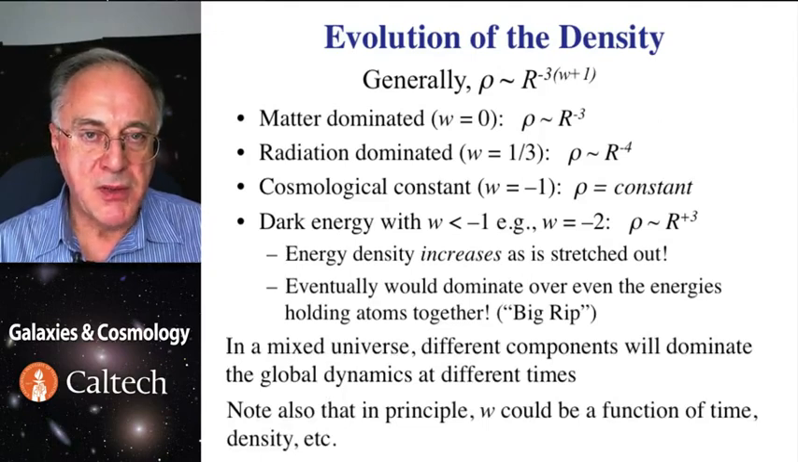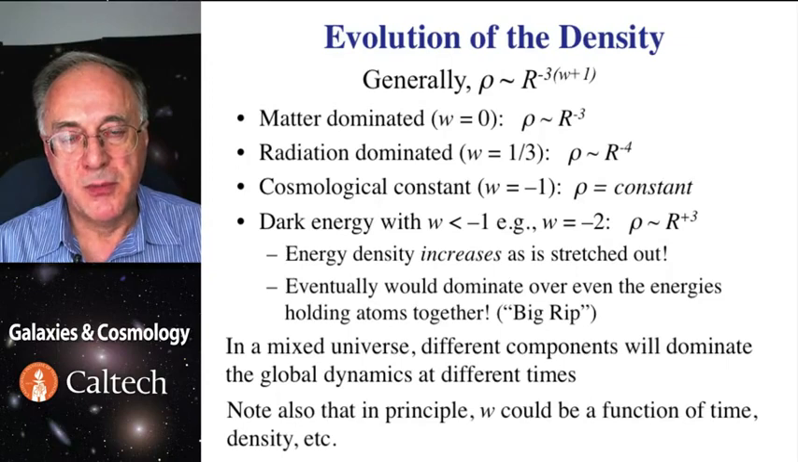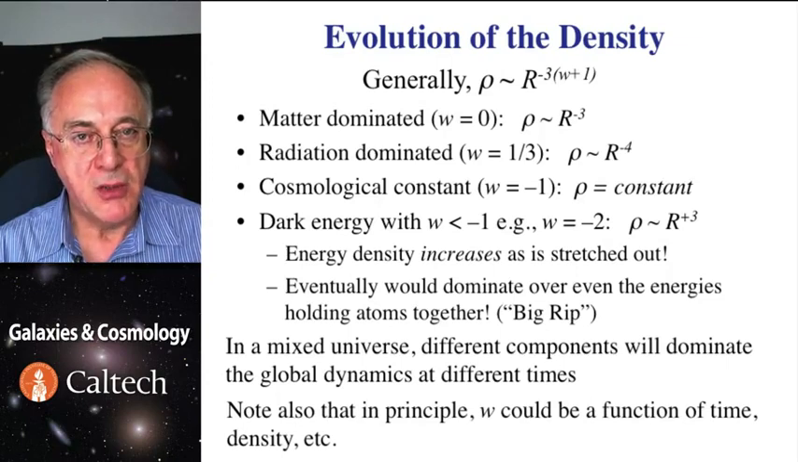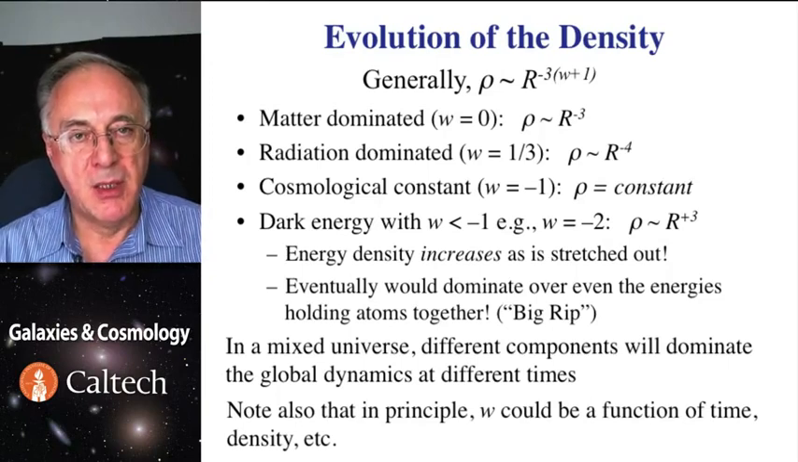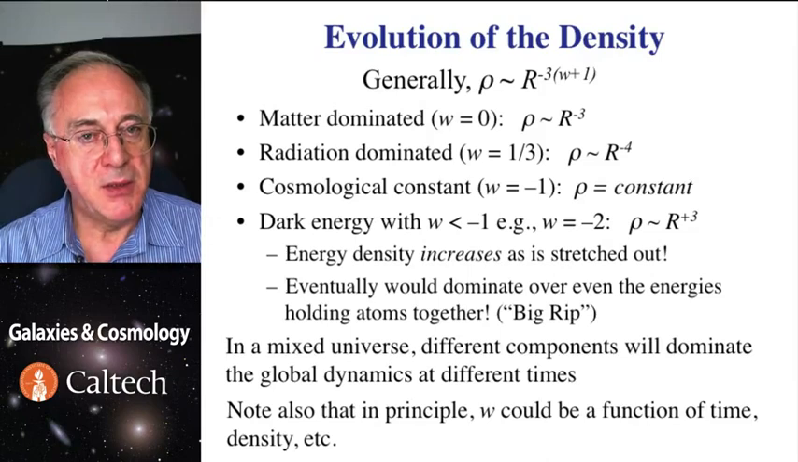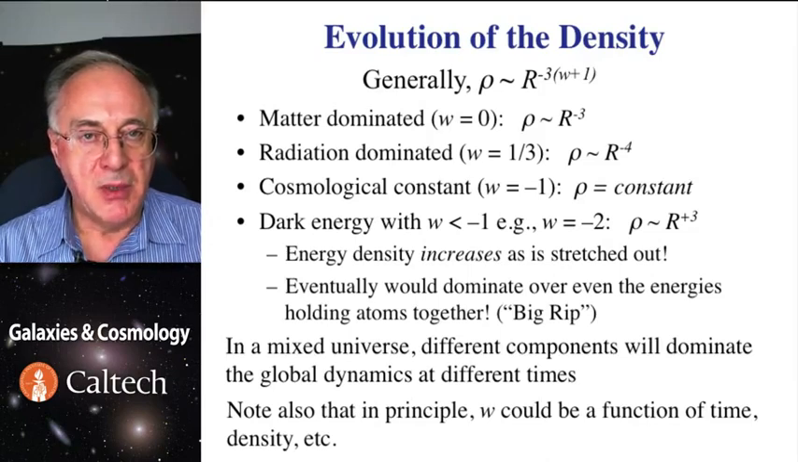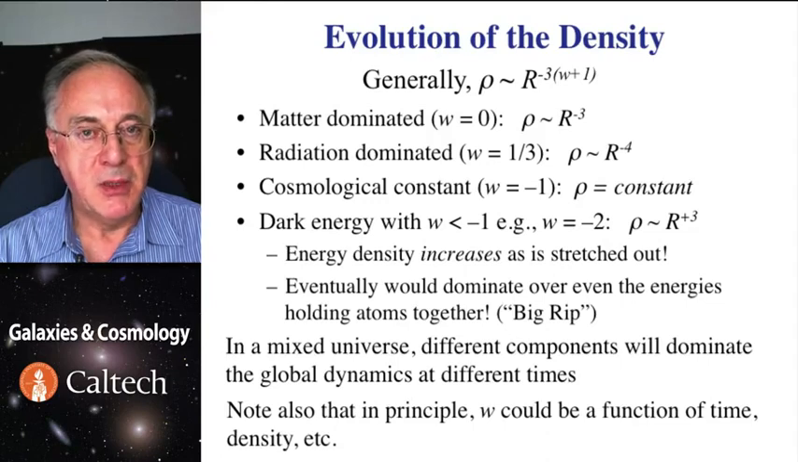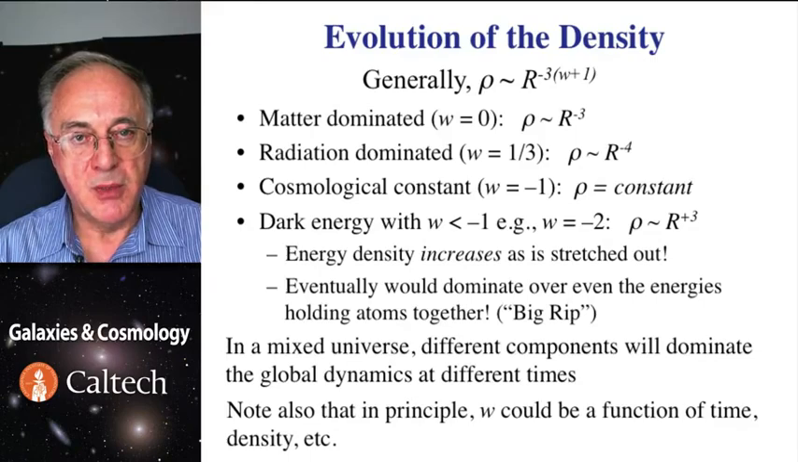In a realistic universe, there'll be a mixture of these components, and the expansion will change. At different times, different components will determine how the universe is expanding, because some of them decline in density faster than the others. Also, remember that we have assumed that w is constant, but it need not be. In itself, it can be changing as a function of time, but we have no theory whatsoever which could indicate why would that be and how.